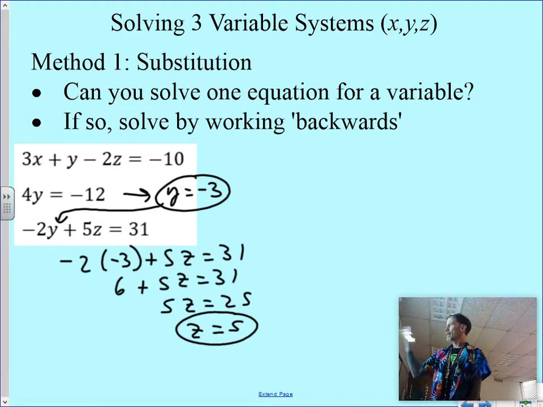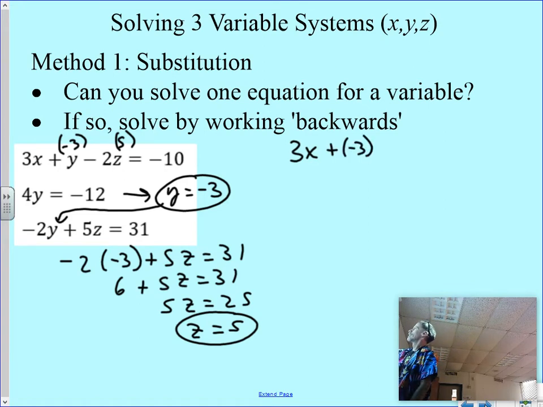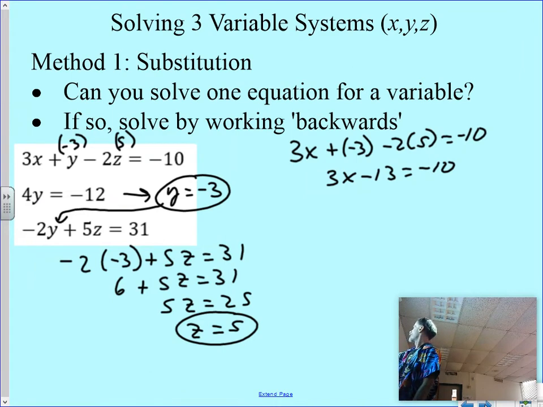Now we've got y and z. We can still solve for x by using the top equation, putting them into the right place, and then just doing the algebra. So we got 3x plus negative 3 times 2 times 5 equals negative 10. Then we got negative 3 and then minus 10, so it's negative 13 on the left. Add 13 to both sides. So x is equal to 1.